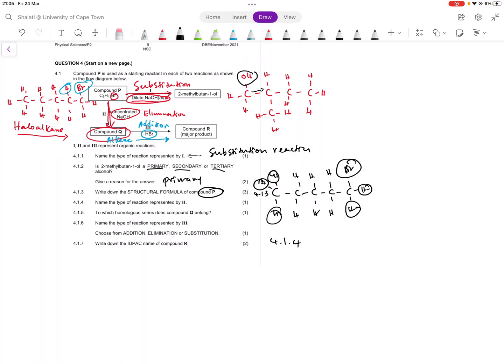Then 4.1.4, name the type of reaction. At number 2, we worked it out, that is an elimination reaction. To which homologous series does compound Q belong? So compound Q, we worked it out that it's an alkene because you are eliminating from a haloalkane, so it will form a double bond. Remember, from a saturated to an unsaturated. So 4.1.5 will be alkenes.